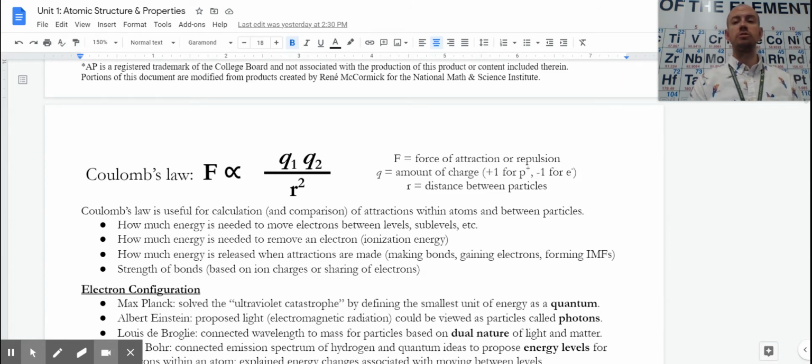We have a proportional sign here because this is not an equation we will solve mathematically. This is one that we think about conceptually and comparatively. To make that equal, there's a constant that goes in there. But once again, we can ignore that and just look for trends and look for larger and smaller values.